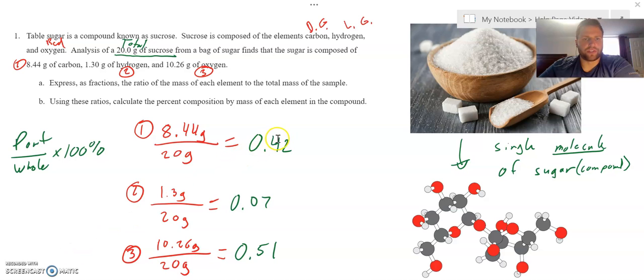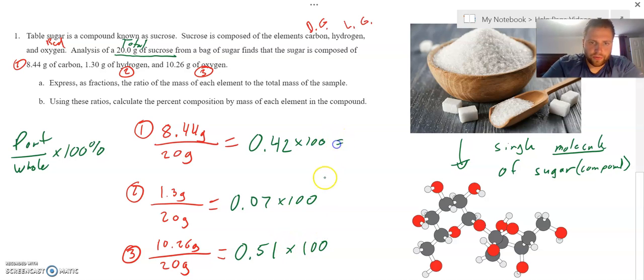All right, so the decimal that we should have come up with for carbon, if you round to hundredths, was 0.42. For hydrogen, it's 0.07. And then for oxygen, you should have 0.51. So we're not done. The final step is we have to multiply all of these by 100. So go ahead and pause the video, multiply all those numbers by 100 each, and let's see if we can come up with the proper percentages and match. Go ahead and pause it.